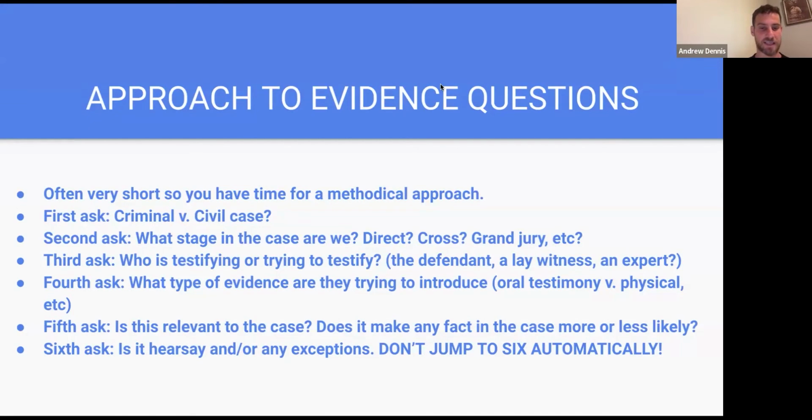And then six, ask, is it hearsay or any exceptions? But we're saying don't jump to six automatically. The reason we say that is because people are just conditioned to look at hearsay. Like, oh, this looks like hearsay, let's not admit it. But hold up. Don't just jump to a hearsay analysis. Look at every evidence question very methodically and be able to orient yourself, see what's going on, and then analyze the fact pattern.